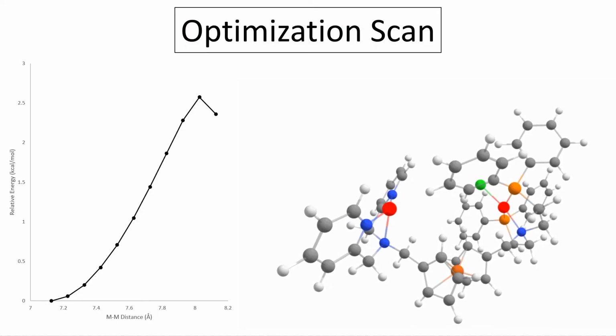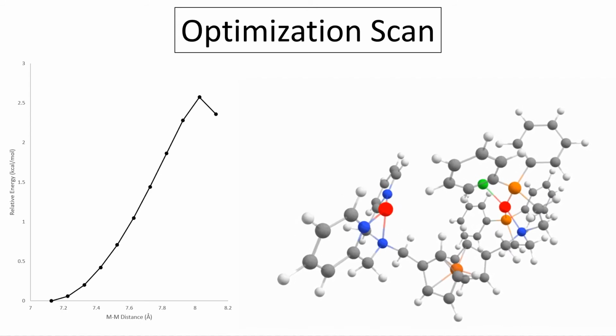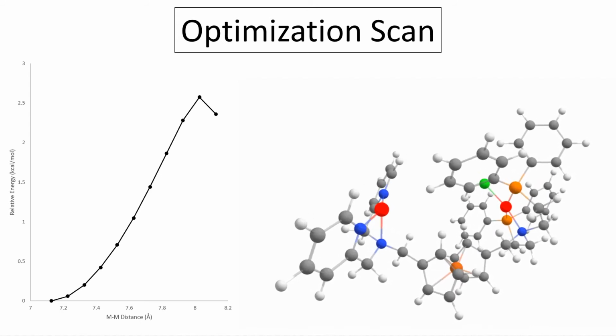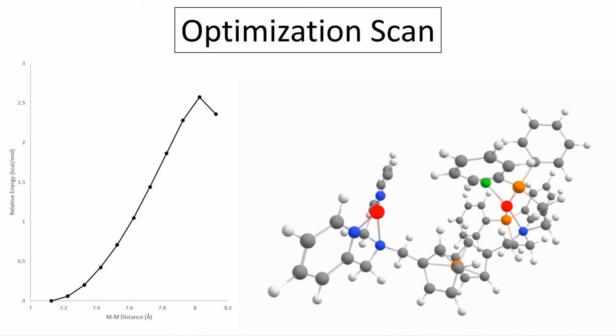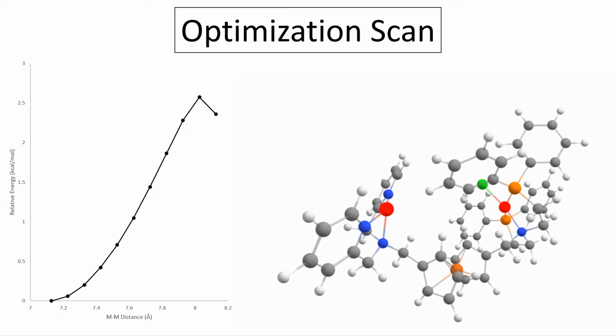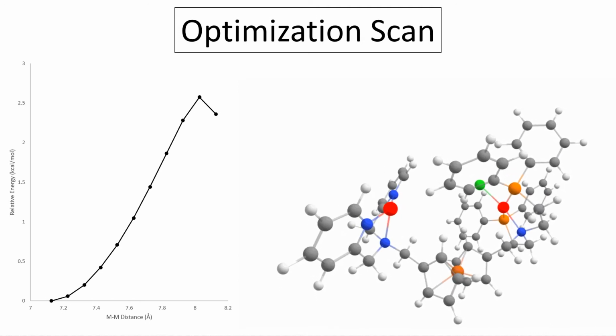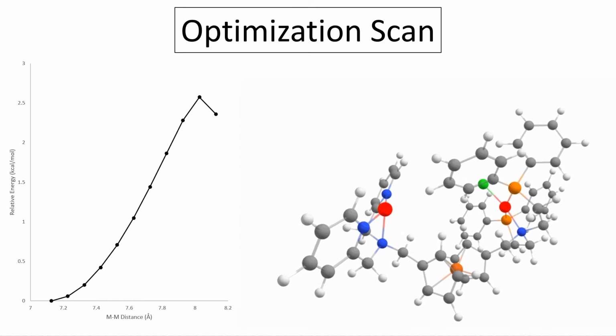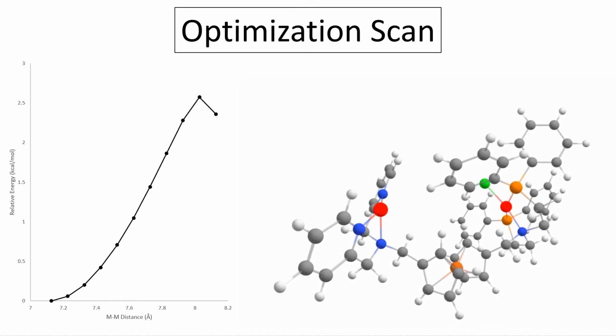This is one of the things that we did with that, and that is to do scans. One of the important questions for our reactivity with these compounds is the distance between the two metals. So once again, you can see the two metals in red. What this scan does is takes the metals closer and closer together and optimizes the geometry of the molecule at each step.